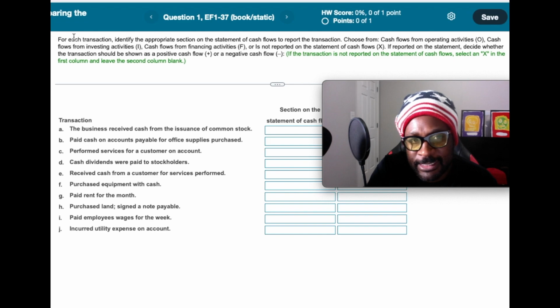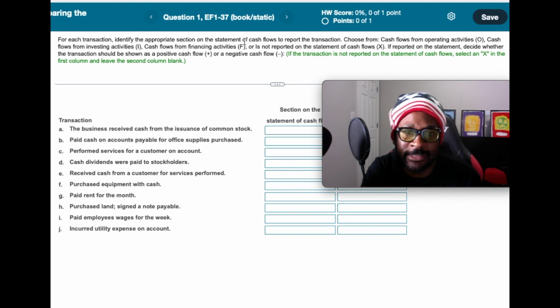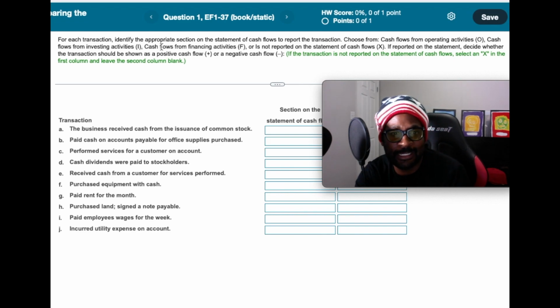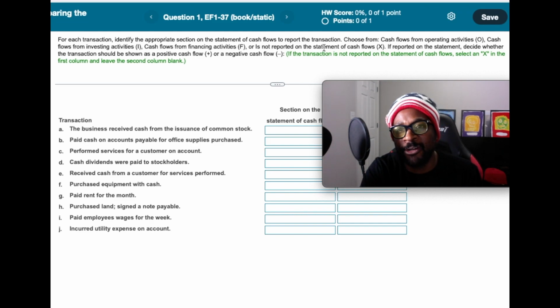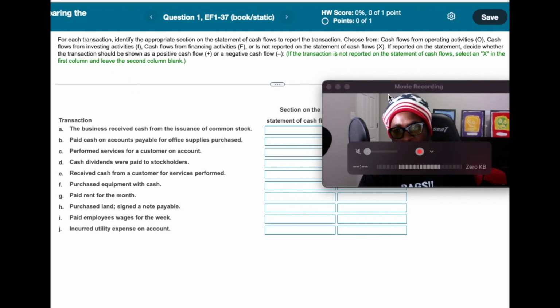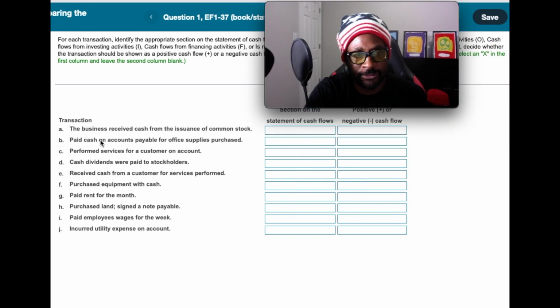So it tells us for each transaction, identify the appropriate section of the cash flows to report the transaction. Choose from cash flows from operating activities, O, cash flows from investing activities, I, cash flows from financing activities, F, or not reported on the cash flows, X. If reported on a statement, decide whether it should be a positive cash flow with a plus sign or a negative cash flow. Easy breezy, gang. Let's get it. First transaction.